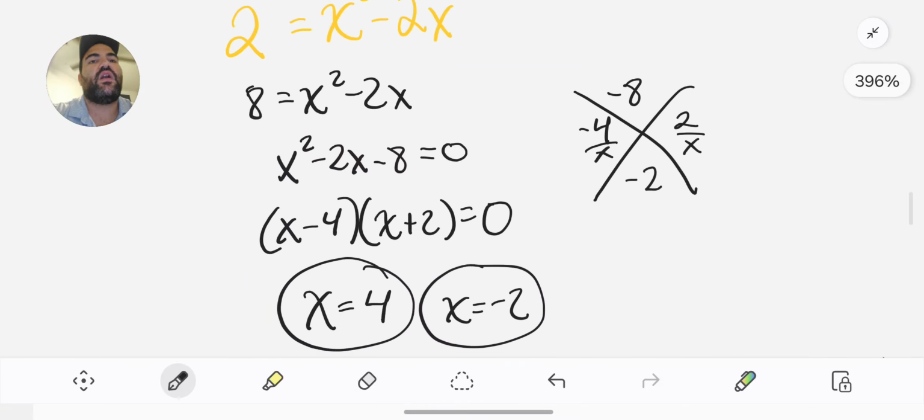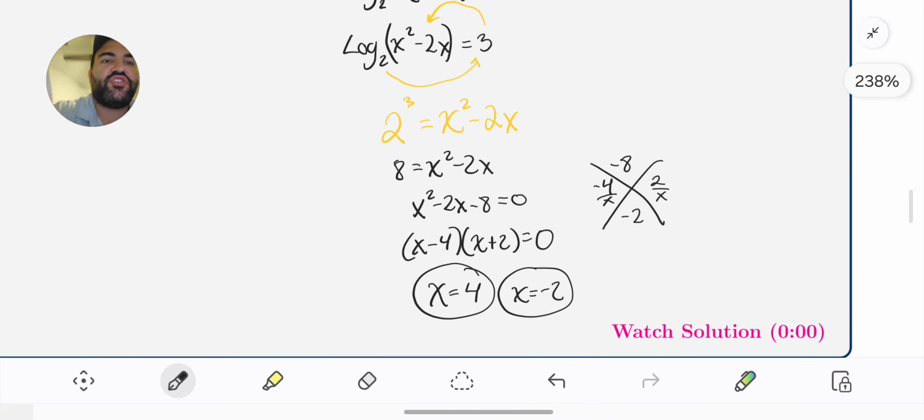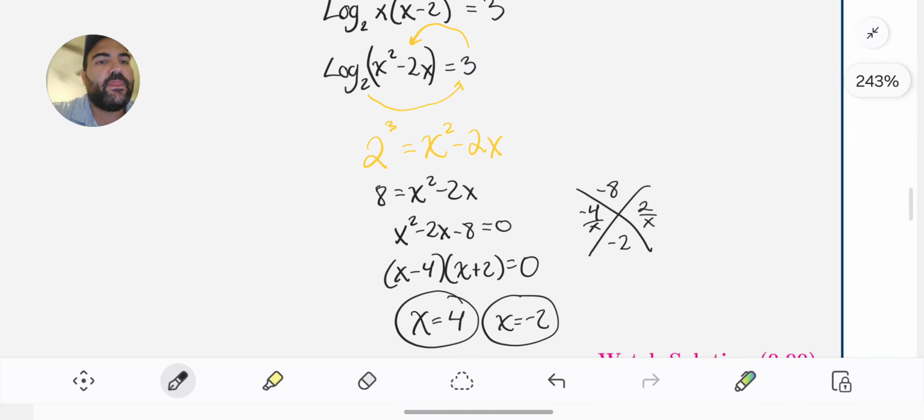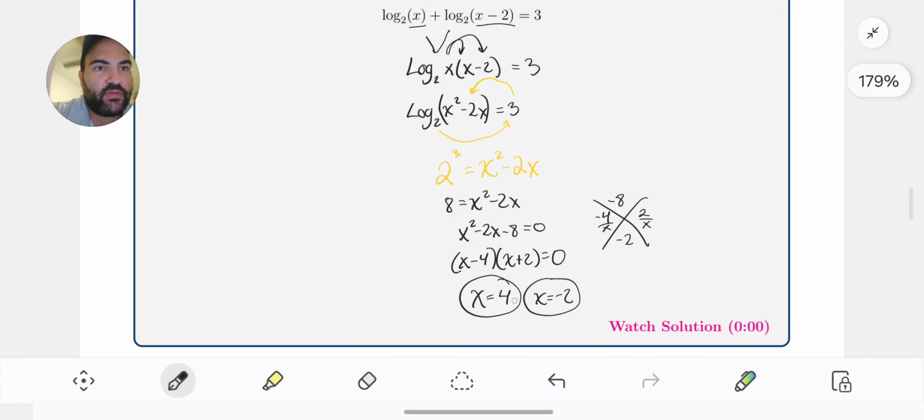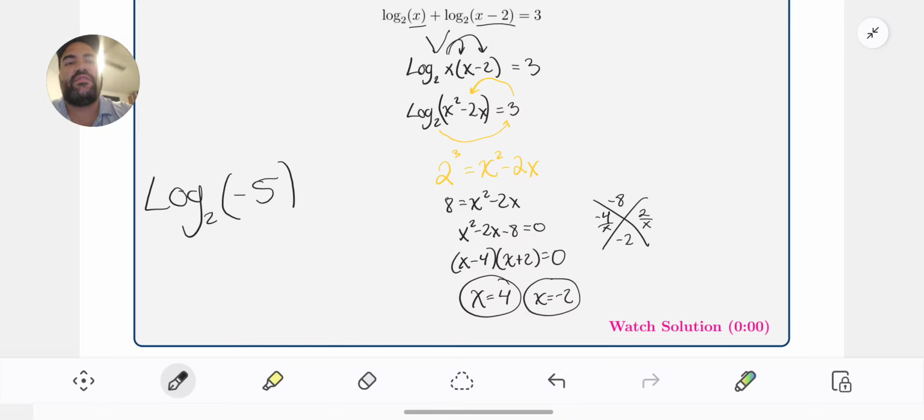Now, because it's log, we have to check for something called extraneous. What's extraneous? Basically, you have to make sure when you plug these answers into the very beginning that we don't get a negative inside the log. For instance, I'll do an example: log base 2 of negative 5. See how that's a negative number? That is extraneous. That can't happen. It's no solution. It's illegal.